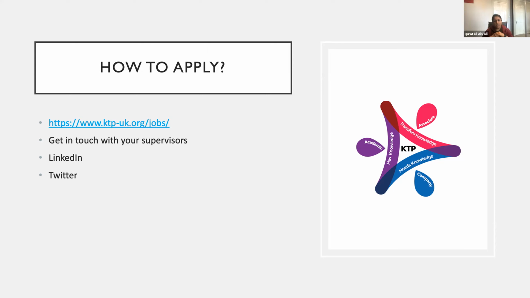Just on the final note, I would like to say that these positions are really nice, and all the big UK companies are interested in this sort of funding. So this is a good chance to get to know the industries which are world leading and which are working in your areas of expertise. So I would strongly recommend everyone to apply for such positions.